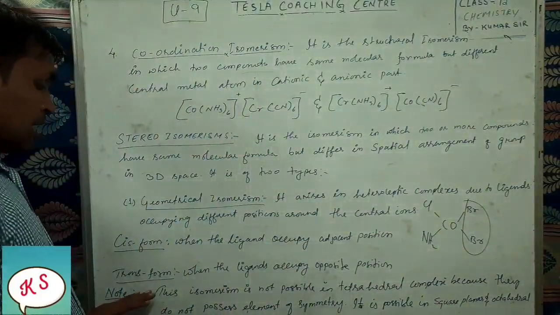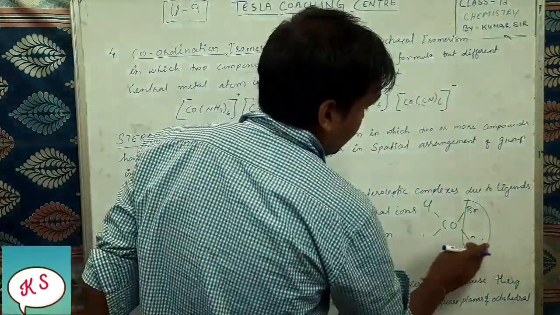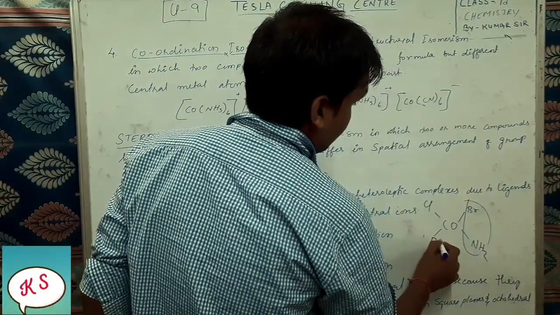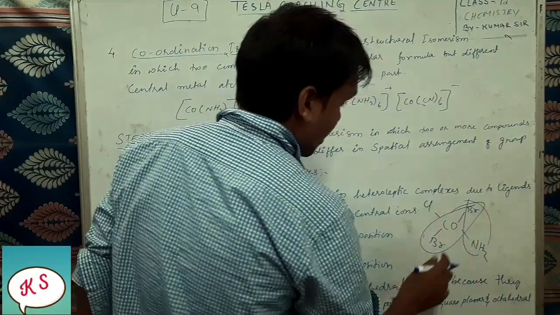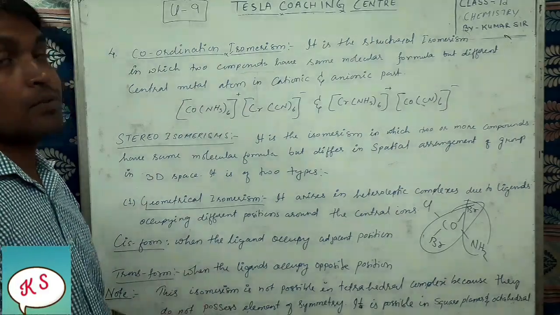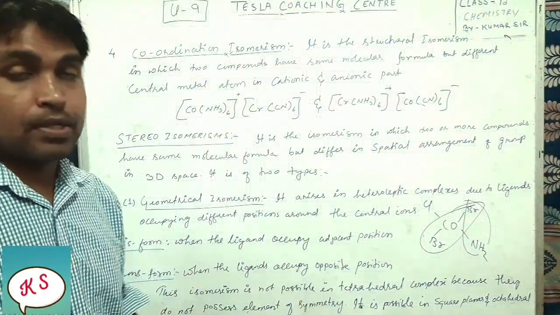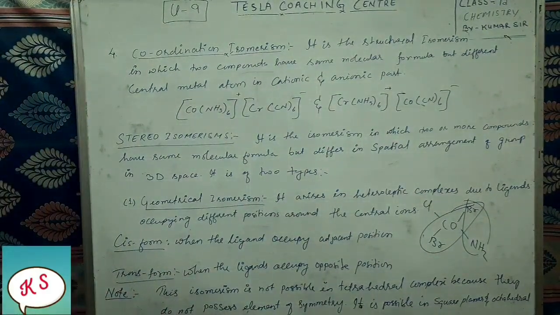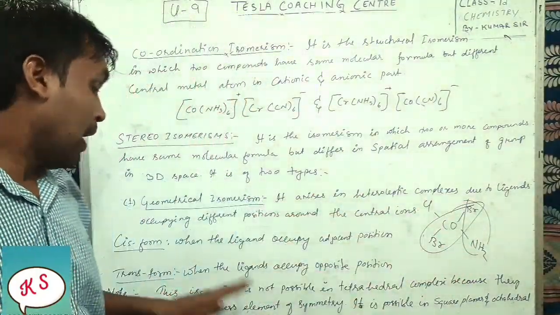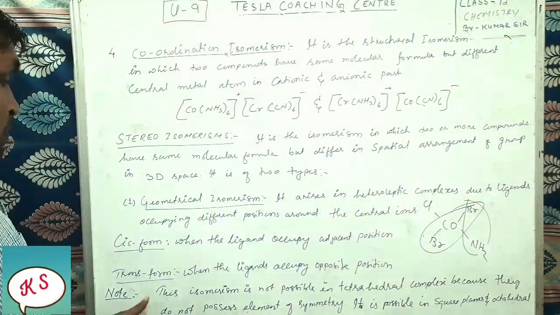Trans form is when the ligands occupy opposite positions. Suppose the ligand is placed here, in the same compound, the ligand is placed here. So this is opposite to each other or not? This one you call the trans form. Remember this, it is very important. You will get questions in your exams, 2-3 mark questions, to draw the structure of it. So all of you should understand properly. Once again, cis means when the ligands occupy adjacent positions, and trans means when the ligands occupy opposite positions.